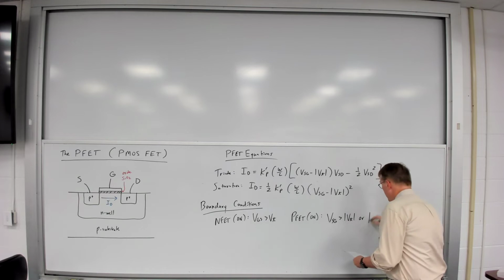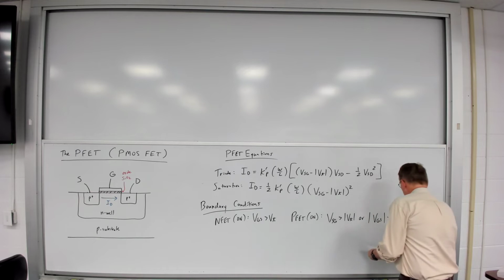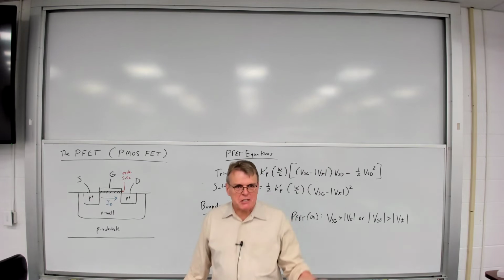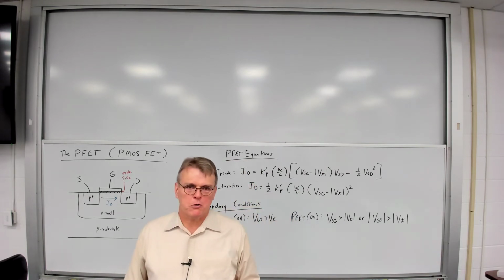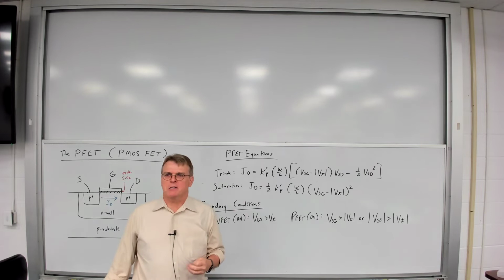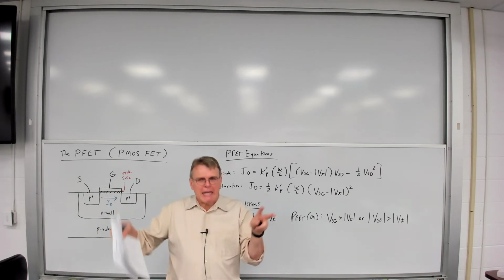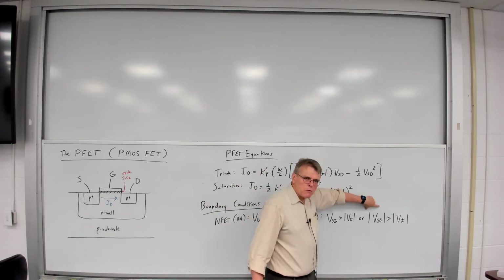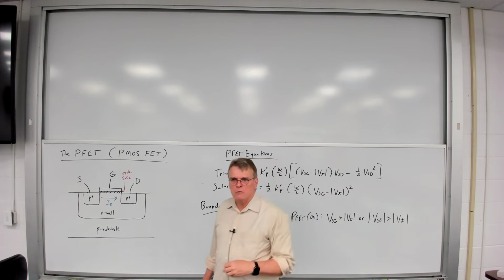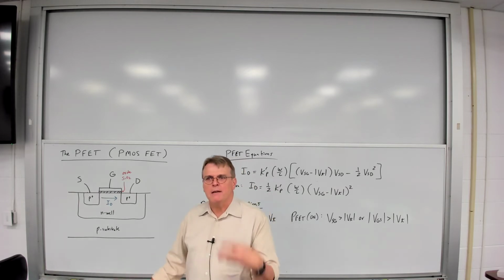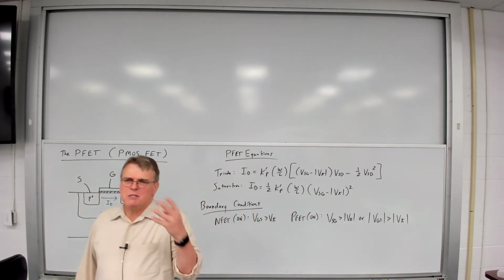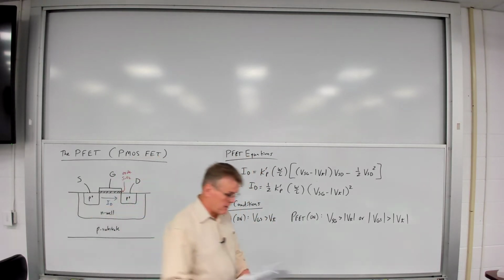Or, here's another way to think about it. I could also say the magnitude of VGS has to be greater than the magnitude of the threshold voltage. Sometimes that's a better way to think about it with PFETs. People get mixed up with the negatives in PFETs, but sometimes it's just like, okay, is the magnitude of the gate source voltage greater than the magnitude of the threshold voltage? They're both negative, but look at the magnitudes. If that's the case, then your PFET's going to be on. So it's a different way to think about that boundary condition.